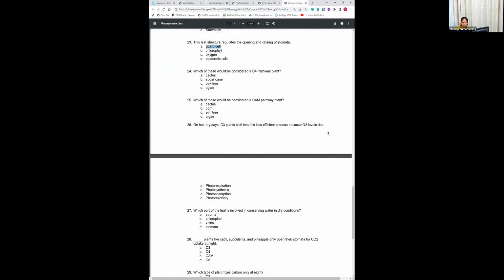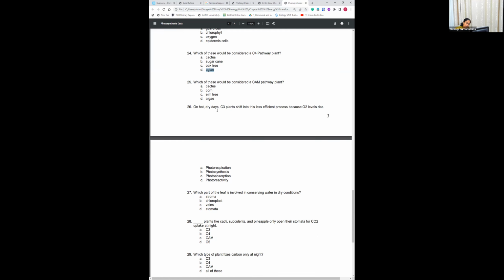Which of these would be considered a C4 pathway plant? It's the sugarcane. So you know the cactus, right? Algae is not like a big plant, it is just a protist. Oak tree, as an example, is a normal seed tree plant, right? Algae is a protist, it's not even an animal, it's not a plant. 24 is sugarcane. 25: which of these would be considered a CAM pathway plant? It's the cactus. The hottest environment is the cactus.